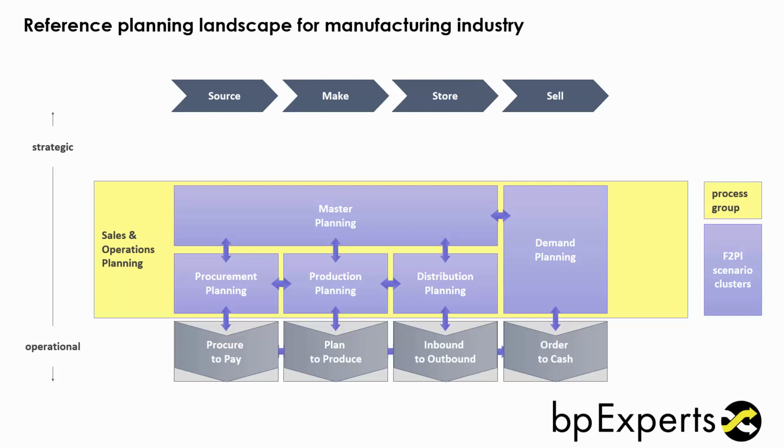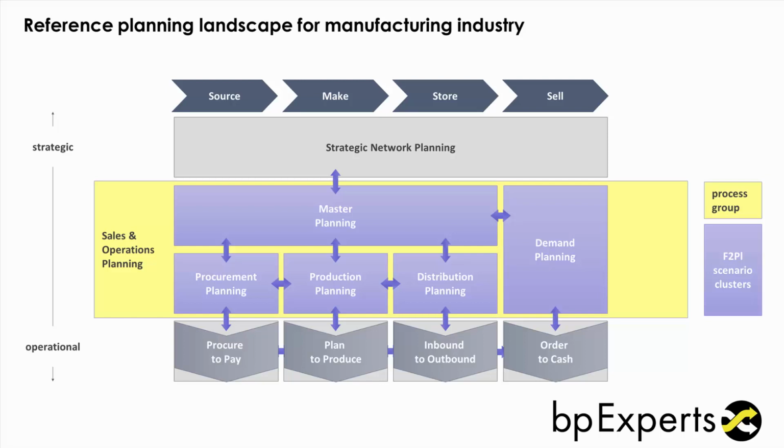A typical interface to strategic planning is master planning's connection to the strategic network planning, S&P. Due to its high strategic nature, we consider S&P itself not as part of Forecast to Plan domain, but rather as a part of strategic planning. Our representation of Forecast to Plan in business flows emphasizes the interconnections of the different planning disciplines.